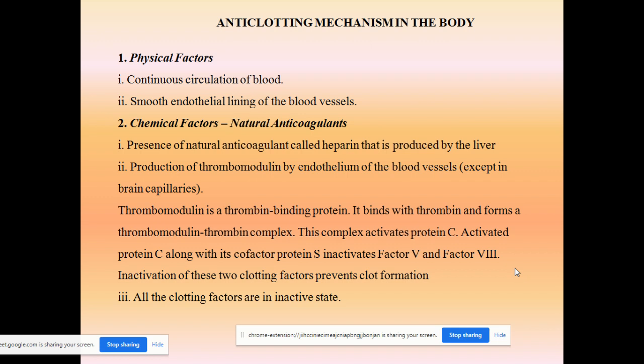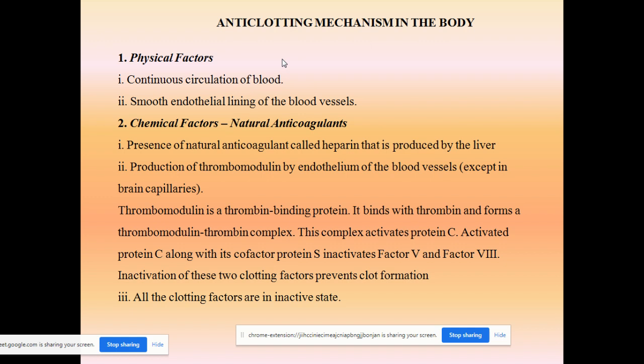As I said, in our body this clotting does not happen all the time. Only when there is an injury, when there is a loss of blood, this will happen. In normal conditions there are many anti clotting mechanisms which prevent the clotting from happening in the body. So what are they? Physical factors like continuous circulation of the blood, smooth endothelium of the blood vessel, okay, the endothelial lining of the blood vessel. So when the smooth endothelium becomes rough because of tissue damage, the clotting happens.